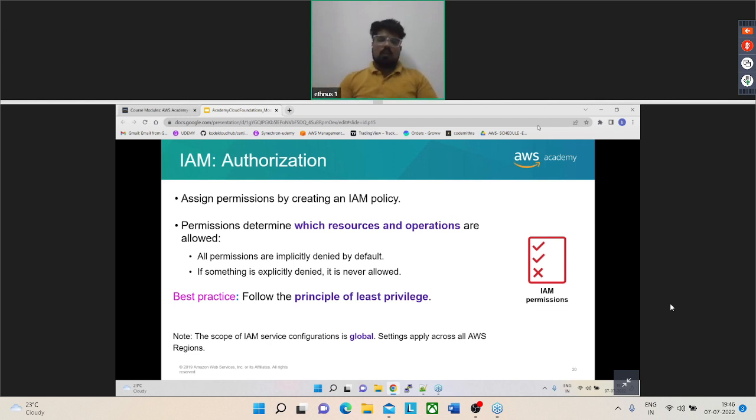Okay. Now some best practices: follow the principle of least privilege. I've told you, if in future you're working as an IAM admin, there are multiple security rules also in the cloud. If you're working as an AWS security consultant, you would be dealing with this part also.